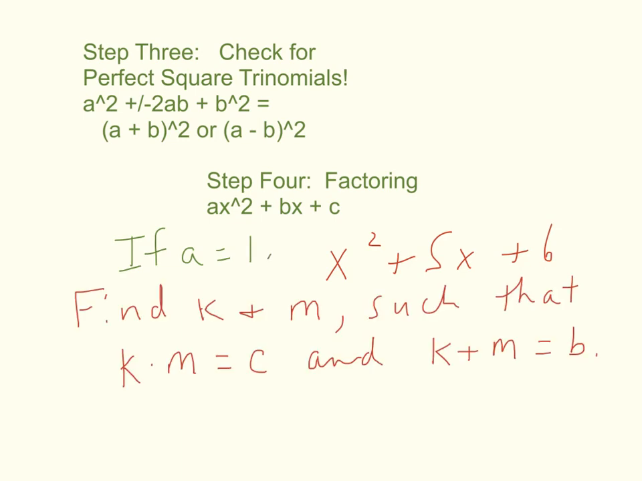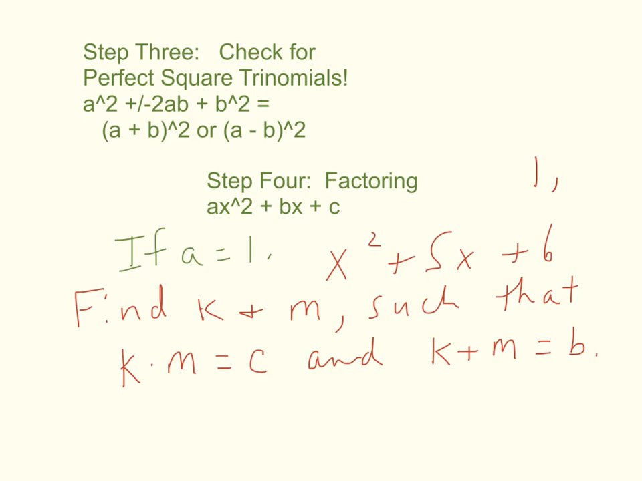Okay, so if a is 1, it's pretty simple. You're looking for 2 factors, k and m, of c, so that k times m equals c, as you see right here. K times m equals c. But at the same time, you're looking for the pair of factors of c that will add, k plus m, to the b term. So for this problem up here, we're looking for 2 numbers that multiply to 6 but add to 5. Now you can list the factors in order to see this a little bit better.